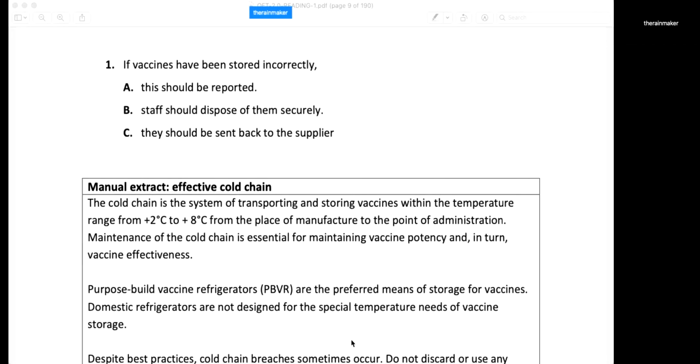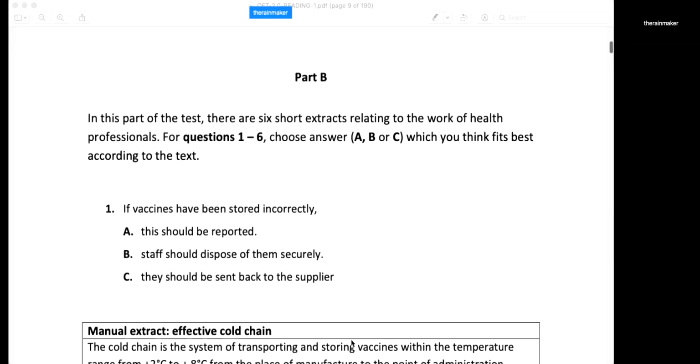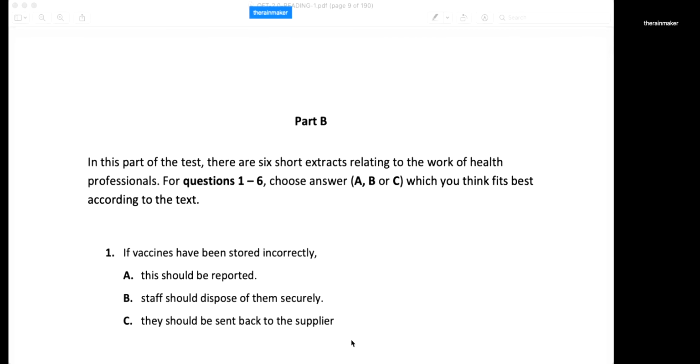If vaccines have been stored incorrectly, let's look at the options. A, this should be reported. B, staff should dispose of them securely. C, they should be sent back to the supplier. Let's not read and try to attempt. I told you that Part B has a certain level of predictability depending on your knowledge, because you are all doctors, right? If vaccines have been stored incorrectly, what should you do? Look at option A.